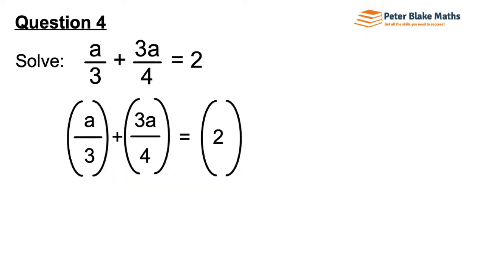Let's set it out carefully. I've got brackets around it just to separate things here. We're going to multiply the first term by 12, second term by 12, and the last term by 12. Then we're going to do some cancelling.